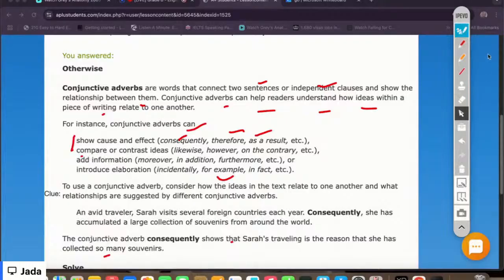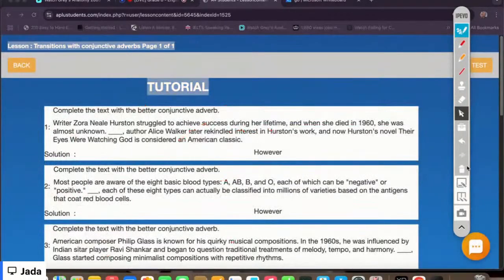So you have to make sure that it's making sense in the sentence and it is showing the relationship in that sentence. Okay? So we have: most people are aware of the eight basic blood types, which are A, B, AB, and O, each of which can be negative or positive. Dash, each of these eight types can actually be classified into millions of varieties based on the antigens that coat red blood cells. So, however, is the most suitable one there.